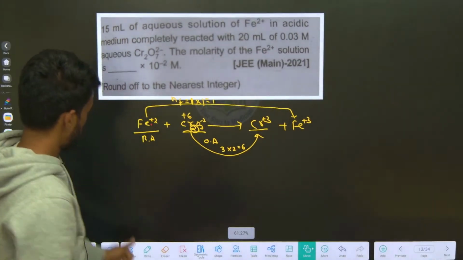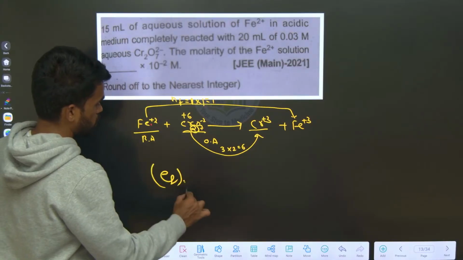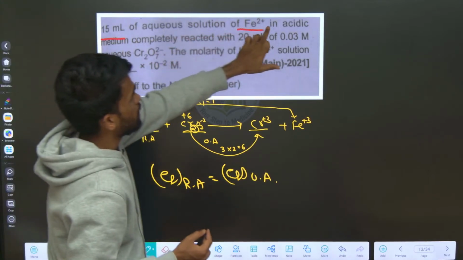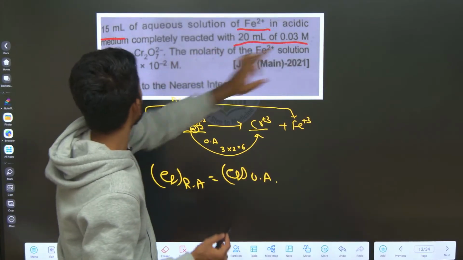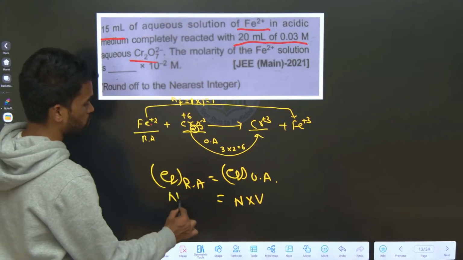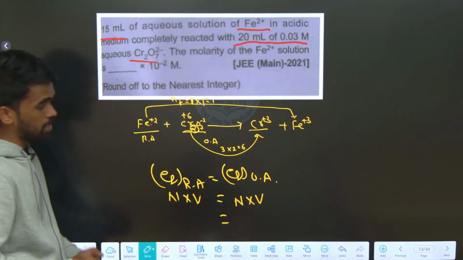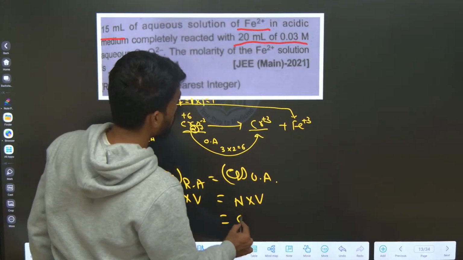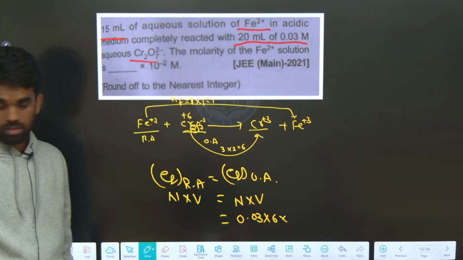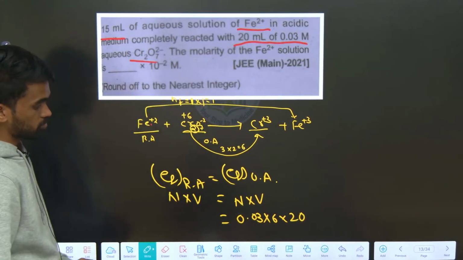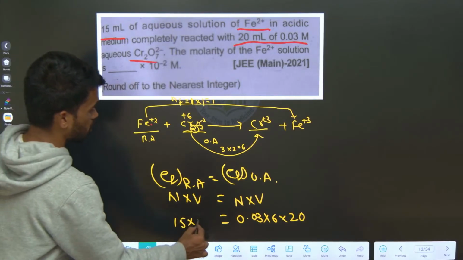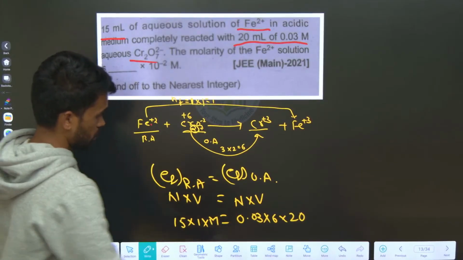So next, what can you do? Equivalence of the reducing agent equals equivalence of the oxidizing agent. In the question, they have given 15 ml of Fe plus 2 ions completely reacting with 20 ml of 0.03 molar dichromate. Molarity is given, but what do we need to take here? Normality. N into V of the oxidizing agent equals N into V of the reducing agent. How can we relate normality and molarity? The molarity given is 0.03, into its N factor, which is 6 for the oxidizing agent, into the volume 20. On this side, for the reducing agent iron, they have given 15 ml, and its N factor we got is 1, and now we need to calculate its molarity.